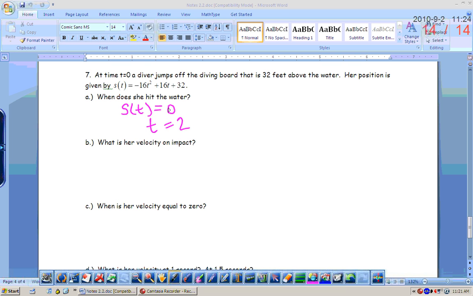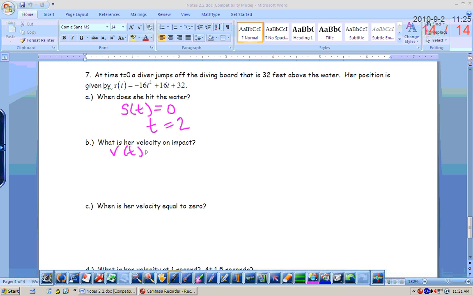This is all the work that you have to show me on your paper, but I want to know how you're solving this. You're getting the answer by setting S of t equal to 0 and then using your calculator. So you have to write S of t equals 0. Okay. What is her velocity on impact? Well, what's the relationship between velocity and position? It's the derivative, right. Velocity is just the derivative of position.